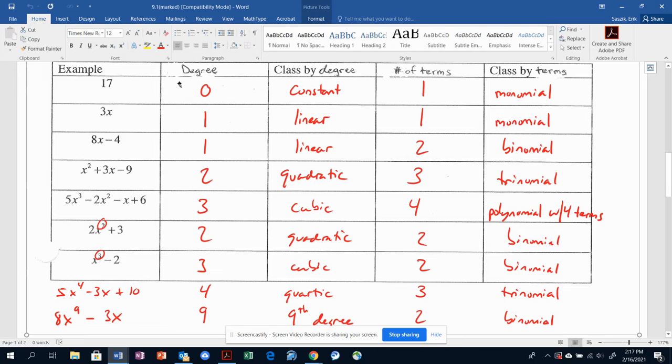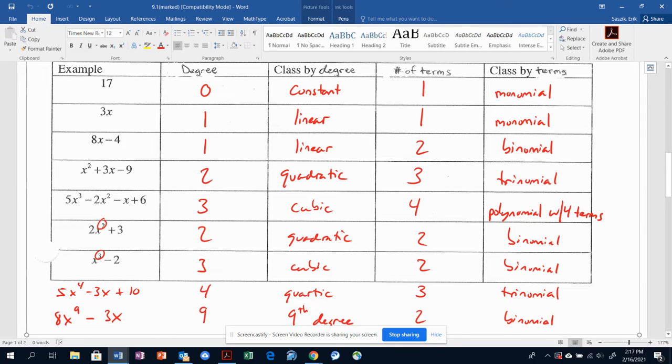Now the degree, remember, is just the highest power present of the variable. Here there's no variable at all. That's why that one's 0. Here there's an invisible 1. Invisible 1. Highest power is 2. It's just the highest power that we're looking at. There's a 4. There's a 9. That's what that's coming from.